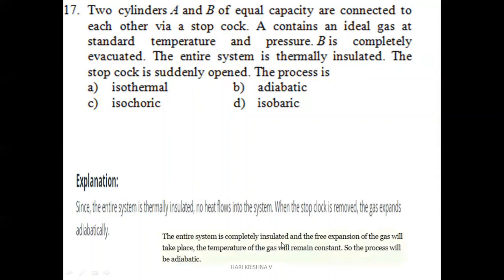The entire system is completely insulated. Free expansion of the gas will take place. The temperature of the gas will remain constant. This process is called adiabatic.